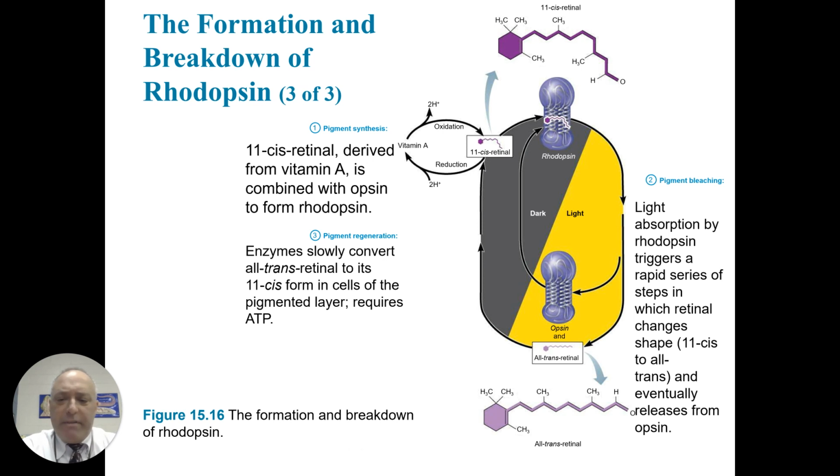So when 11-cis retinol is combined with opsin, it forms rhodopsin. And light absorbed by rhodopsin triggers a series of steps in which the retinal changes shape and eventually releases opsin, and then enzymes will convert the retinol to its 11-cis form. This requires ATP, and this leads to a signal transduction pathway.